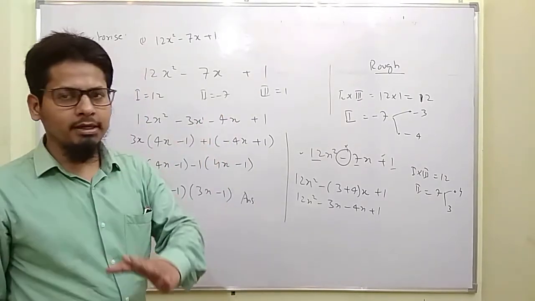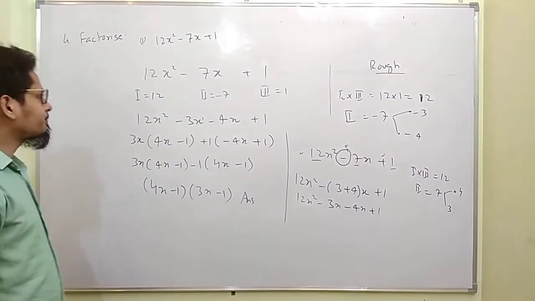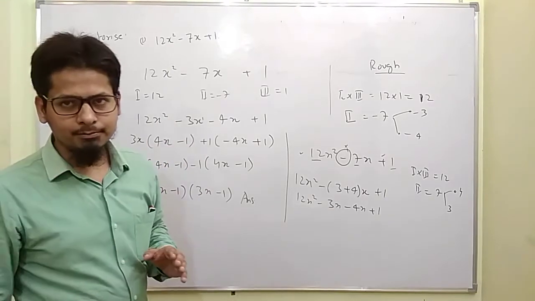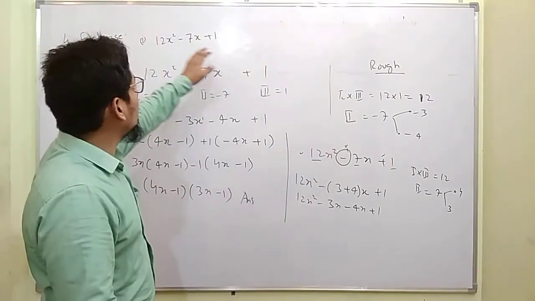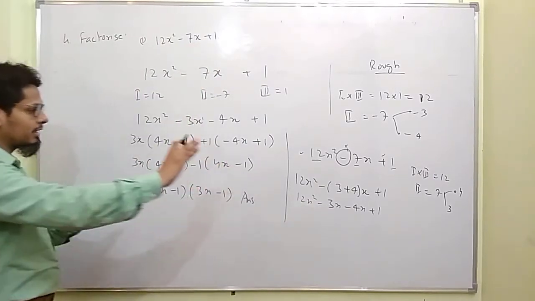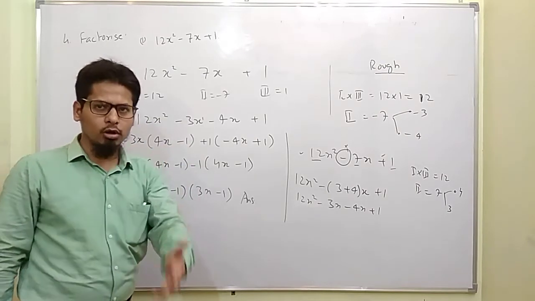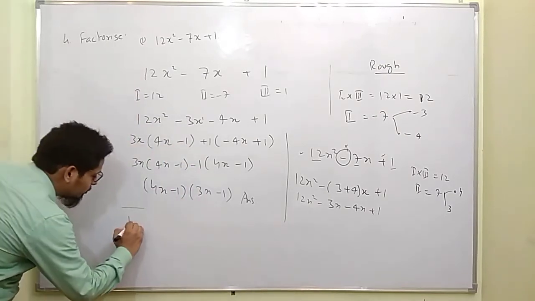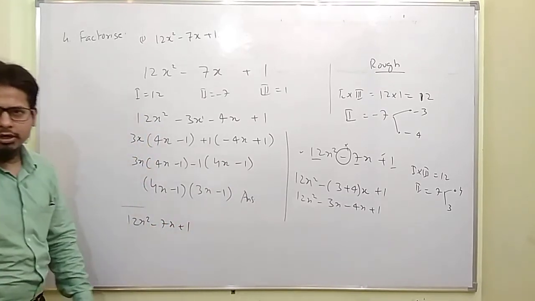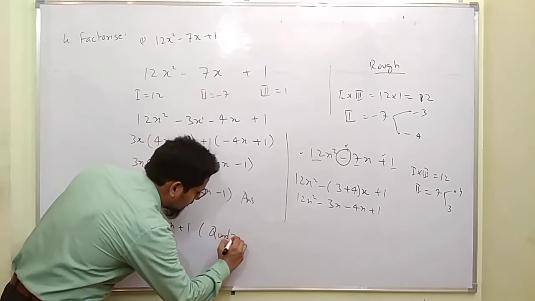Class, one thing also keep in mind is that this is the quadratic polynomial. Sometimes you might be confused between equation and polynomial. When can it be called a quadratic equation? When you see here, class, now the question is finished. These are the things I am sharing with you for your knowledge. If you are writing 12x square minus 7x plus 1, okay, this is called a quadratic polynomial.